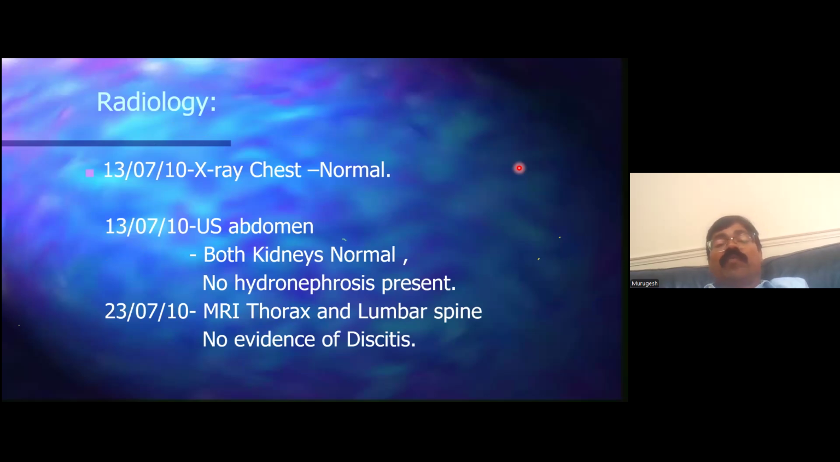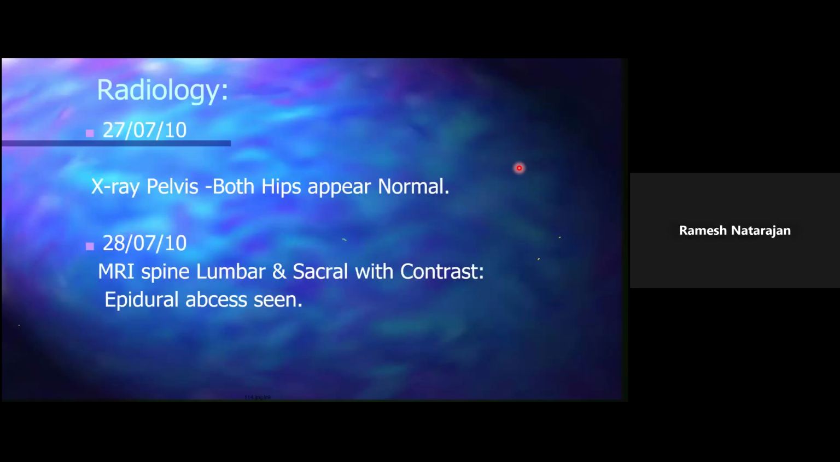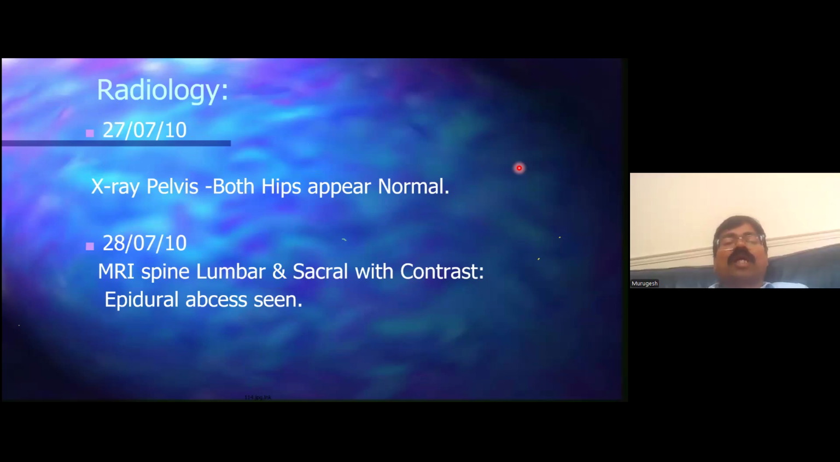And USG of the kidney was also normal. Because of the urine Staph aureus, we did ask them to check whether there is any renal abscess or hydronephrosis, anything like that, which was ruled out. MRI thorax and spine, this is without contrast, no evidence of discitis. X-ray pelvis appeared to be normal. As you can see here, with contrast, she had an epidural abscess.